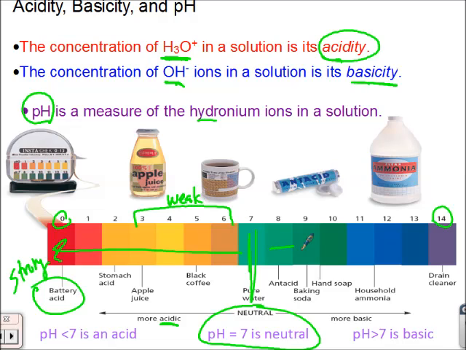Same thing on the other side. These are your bases, anything above 7. Your stronger bases, like drain cleaner, can burn your skin as badly as battery acid could. Things that are closer down here are considered your weaker bases. So anything above 7 is basic, anything below 7 is an acid.